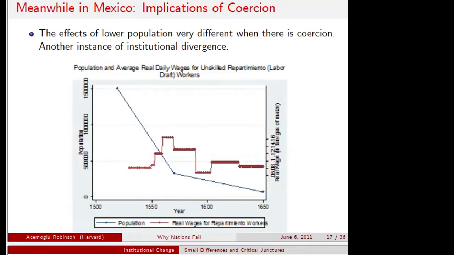So when the population fell and labor became scarce, what would the colonial authorities do? Yes, they would increase the coercive pressure. They demanded the same number of workers from a smaller population. They increased the burden on the survivors. Scarcity, rather than raising wages, simply increased the intensity of coercion.